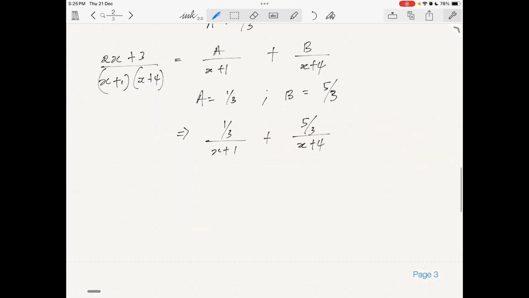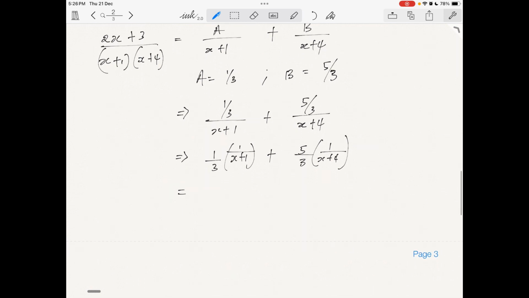So I'm solving this as well. So we have 1 over 3 into 1 over (x + 1) plus 5 over 3 into 1 over (x + 4). Now we can leave our answer like this, or we factorize using 1 over 3. So this will be 1 over 3 into [1 over (x + 1) plus 5 over (x + 4)]. Alright, so this is using the cover up method.